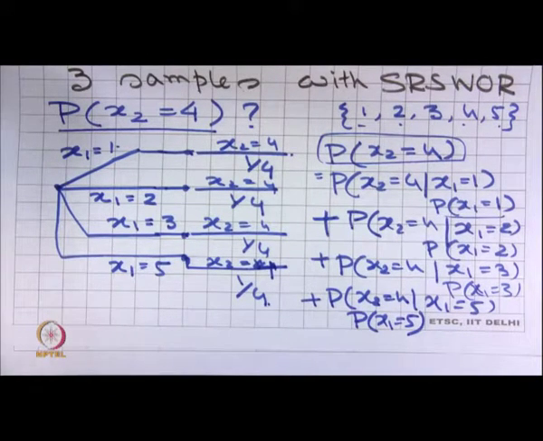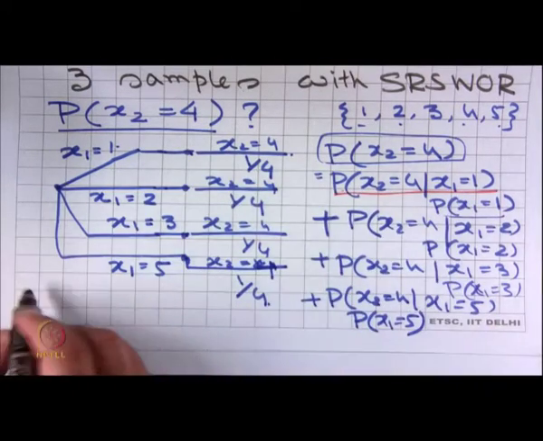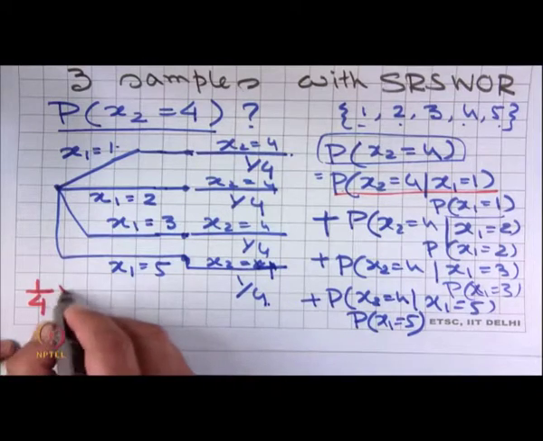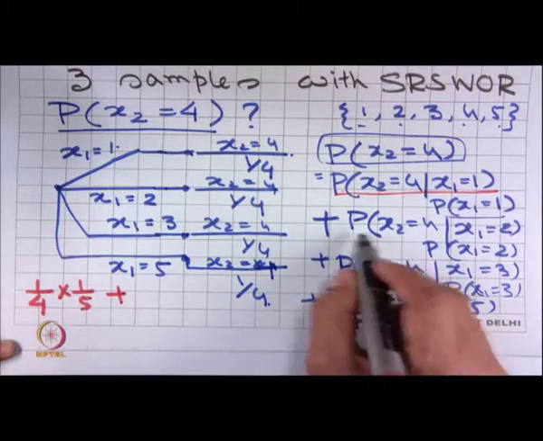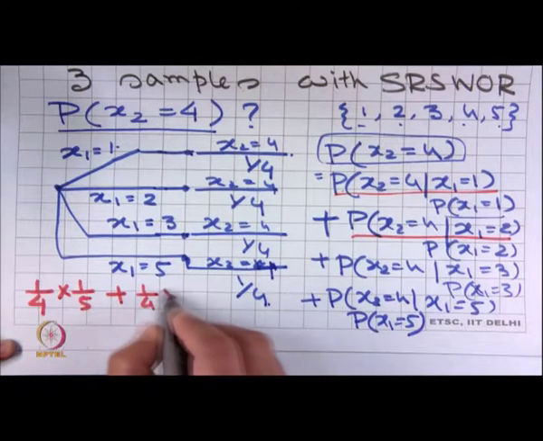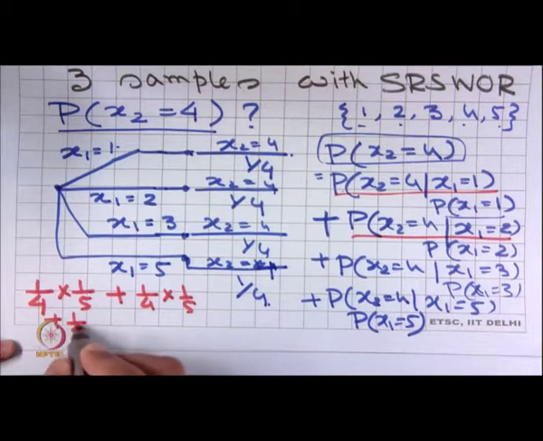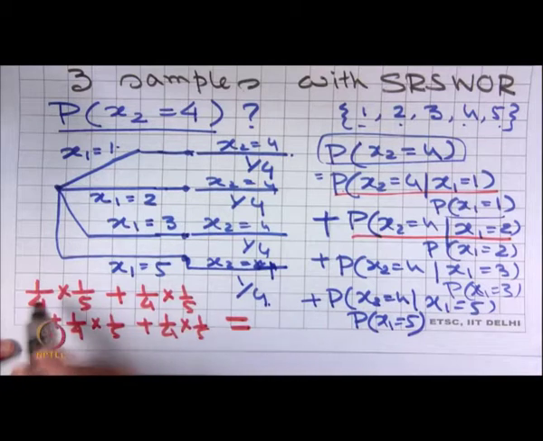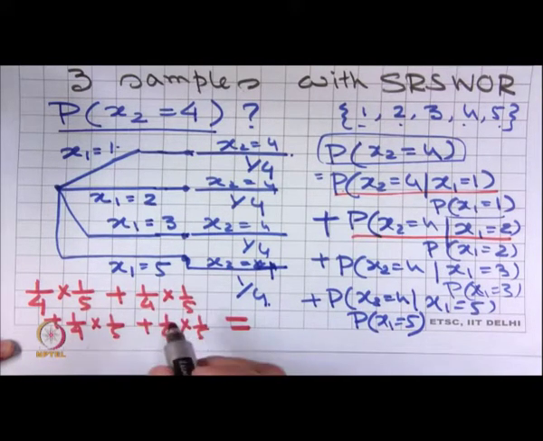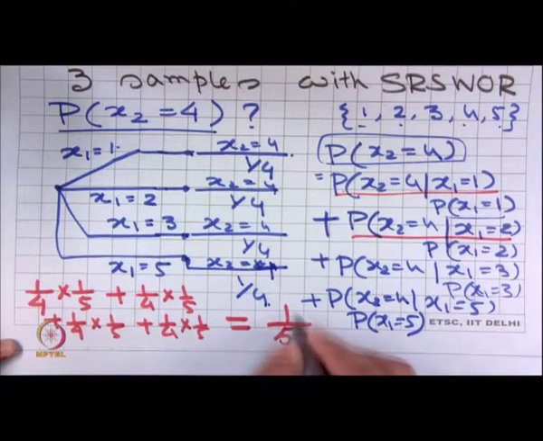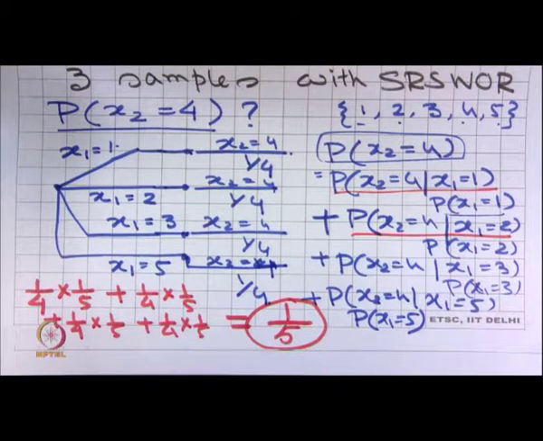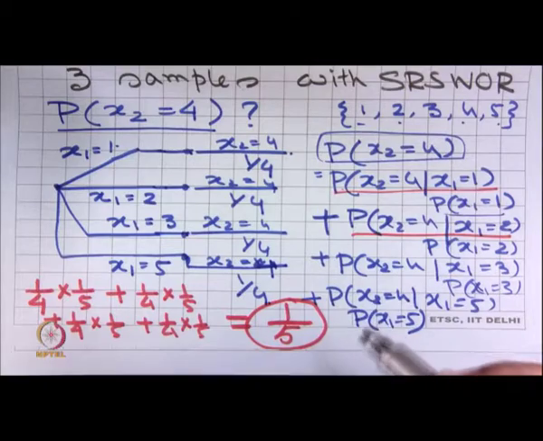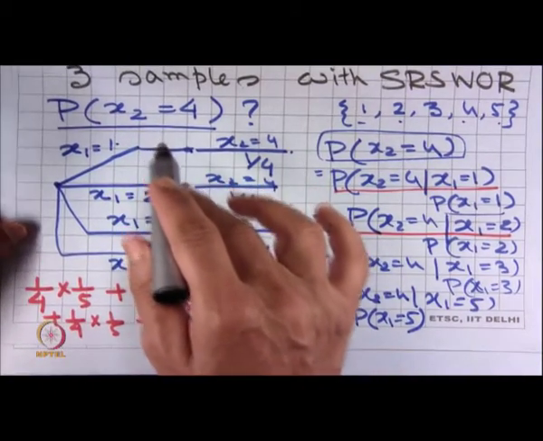So, what is going to be the probability? This probability is, as we have calculated, 1 by 4, and the probability that x 1 is equal to 1 is 1 by 5, plus 1 by 4 multiplied by 1 by 5, plus in a similar way 1 by 4 multiplied by 1 by 5, plus 1 by 4 multiplied by 1 by 5, and therefore, when I sum this up it is 4 times 1 by 4 into 1 by 5, therefore it is 1 by 5. Therefore, what I showed is that the probability the second sample is equal to 4 is 1 by 5, which is the same as the probability the first sample is equal to 4.